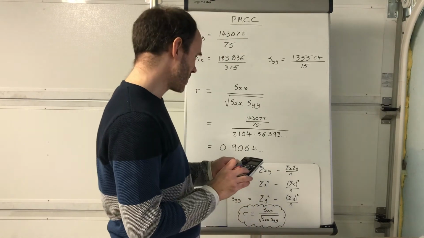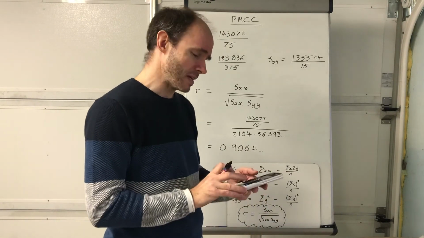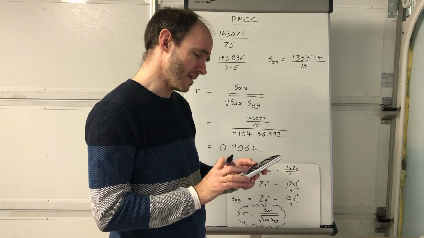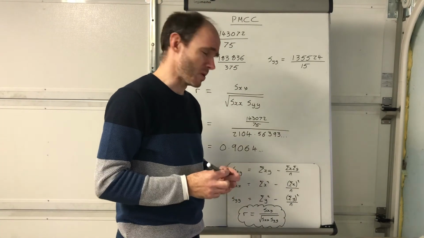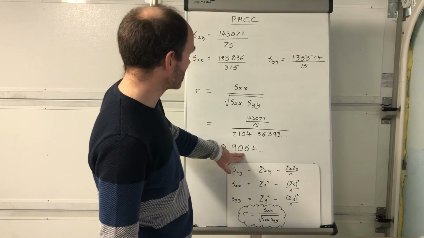I know we're going to round it most likely to 3 significant figures, 0.906. But I do like the accuracy bit as well. So that's our answer. That's what the Pmcc is.